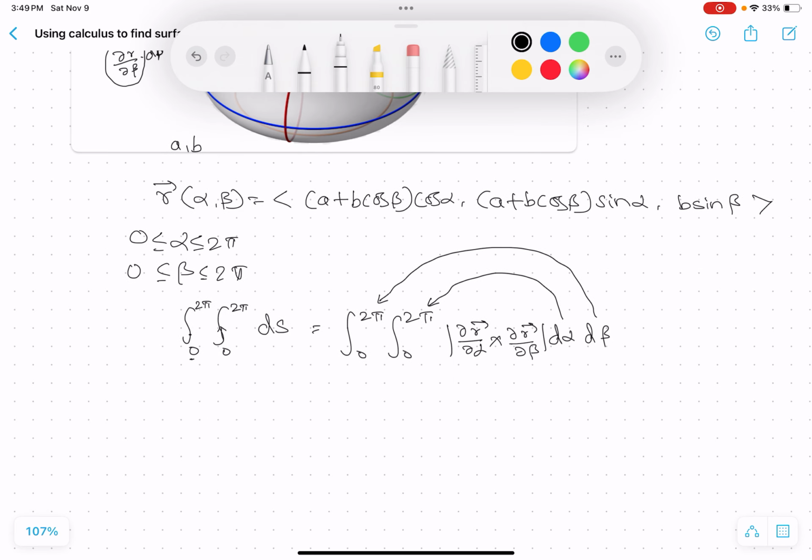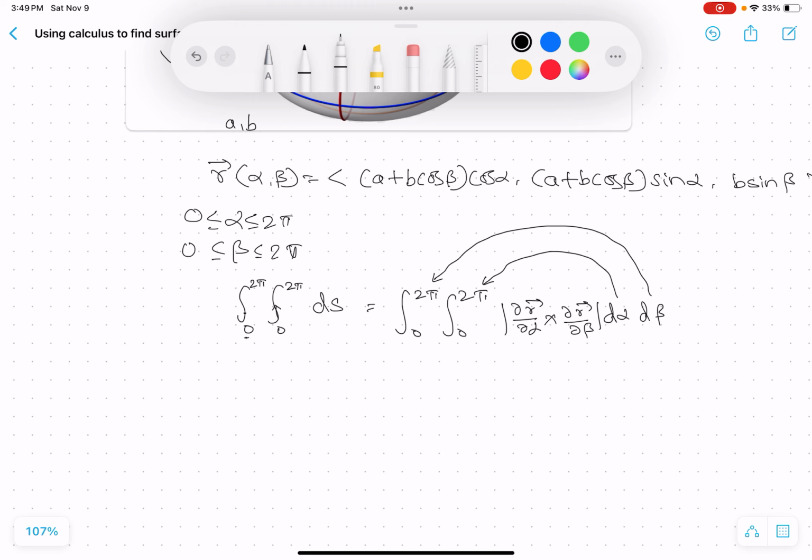Now let's calculate the partial derivative of r with respect to alpha. Partial r by partial alpha will be minus of (a plus b cos beta) times sine alpha, (a plus b cos beta) times cos alpha, and then there's no alpha in the last component, so that's just 0, right?